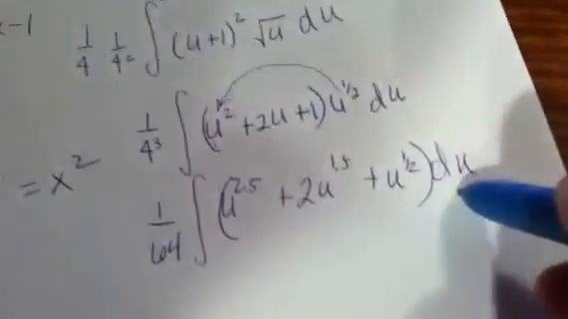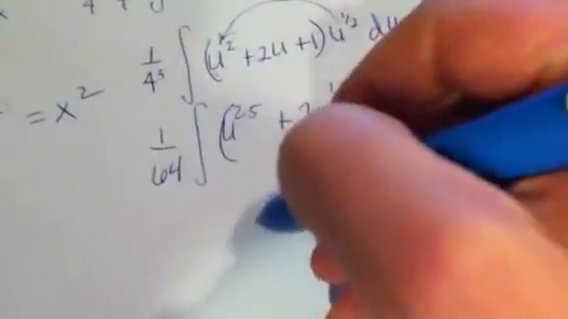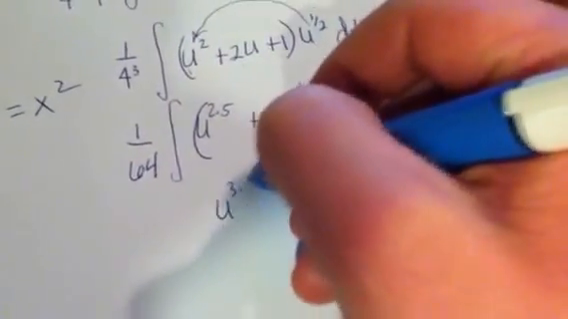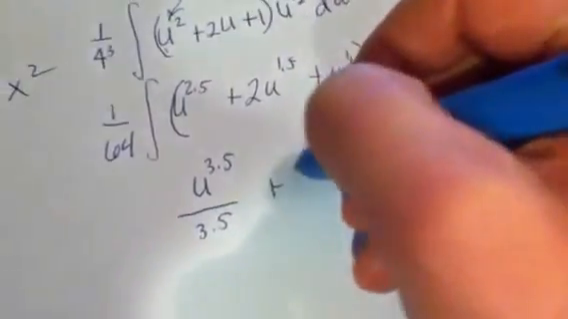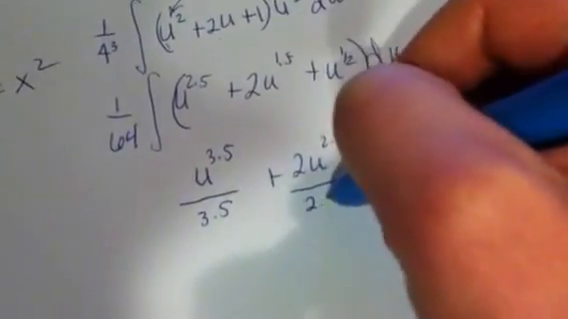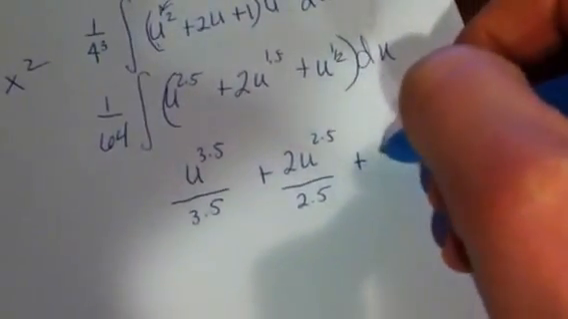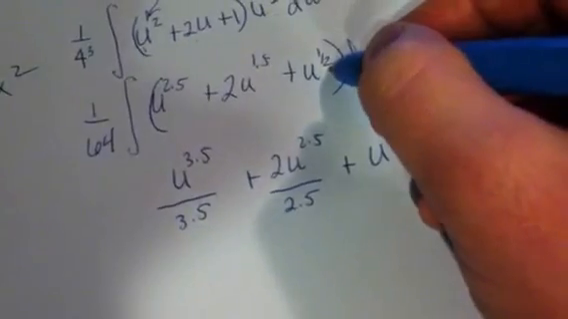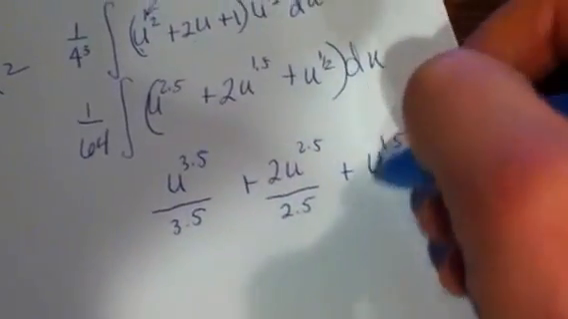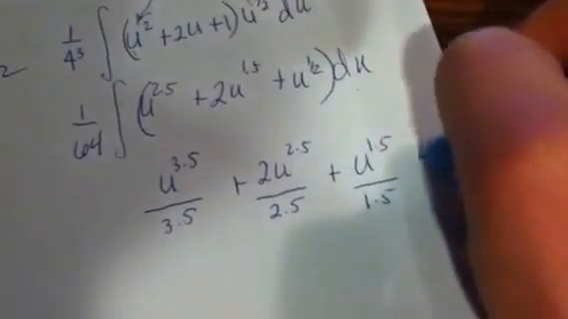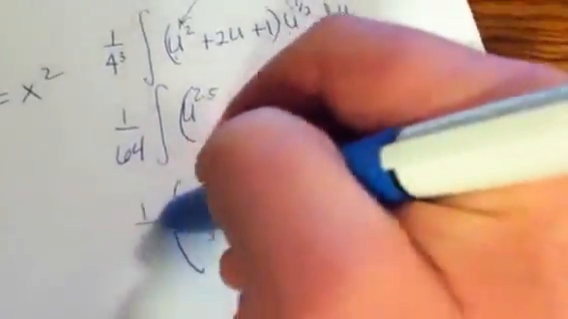Okay, so now we take the antiderivative. So this is u to the 3.5 divided by 3.5, plus 2u to the 2.5 divided by 2.5, plus u to the 3/2, or 1.5, divided by 1.5, plus c. All this is still multiplied by 1/64.